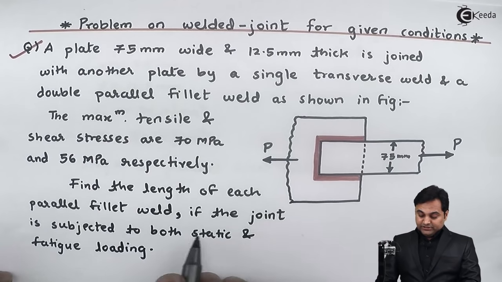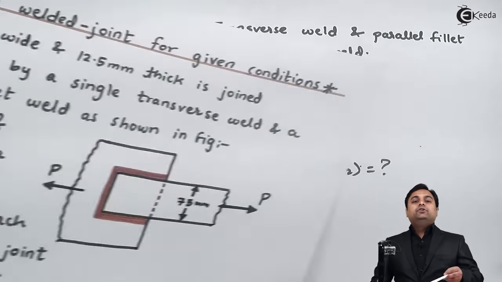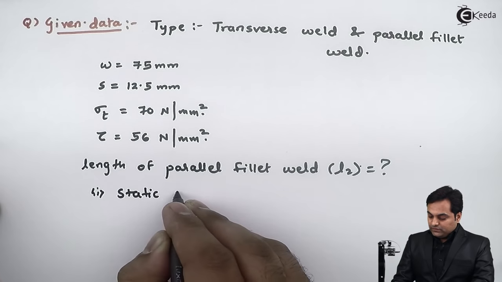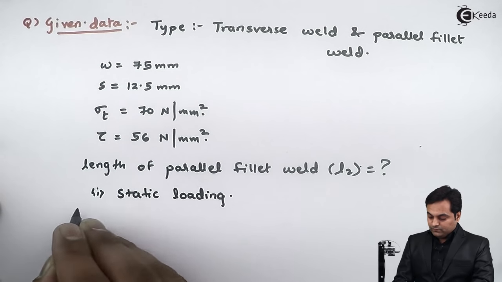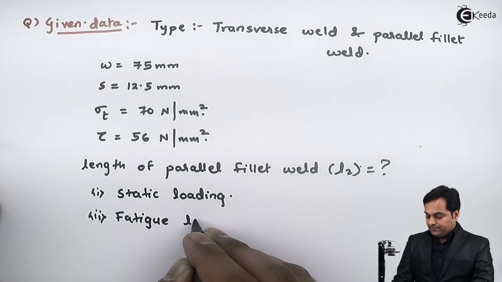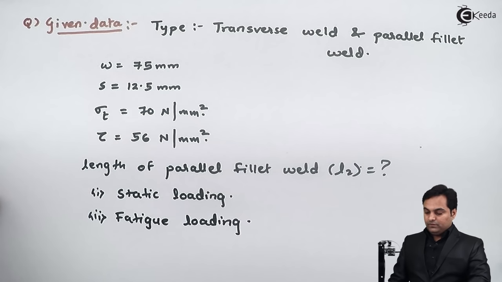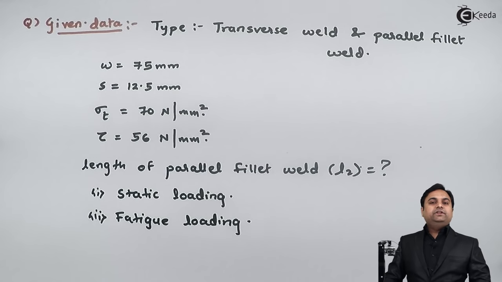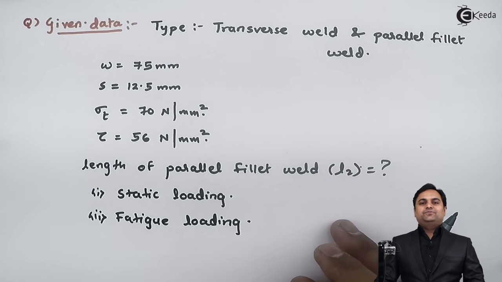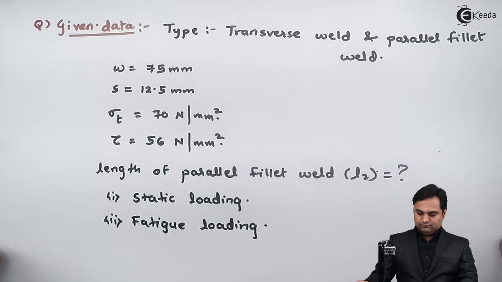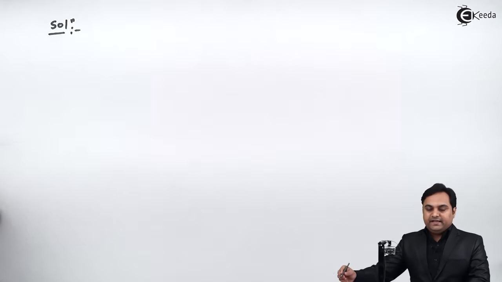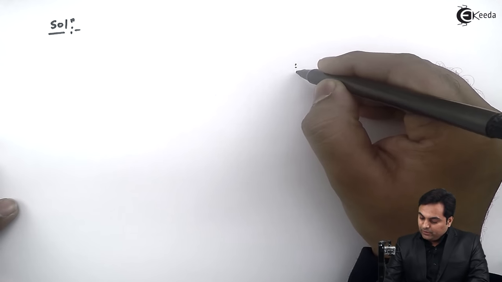Next, if the joint is subjected to both static and fatigue loading, two conditions are given. The first one is static loading. Second condition is fatigue loading. So for these data available, we need to calculate the length of parallel fillet weld. So let us try to get the solution for this problem. In the solution, here I'll draw the diagram again, which is given in the problem.